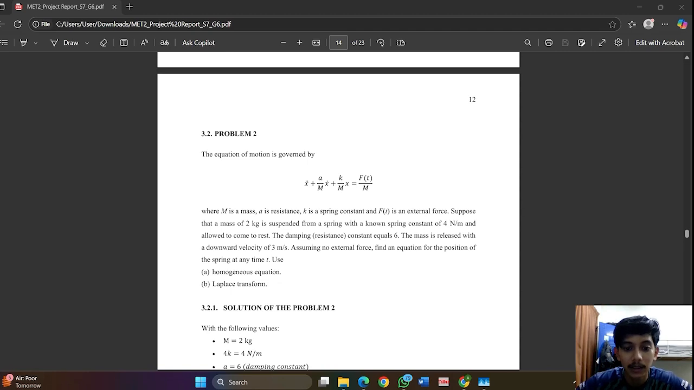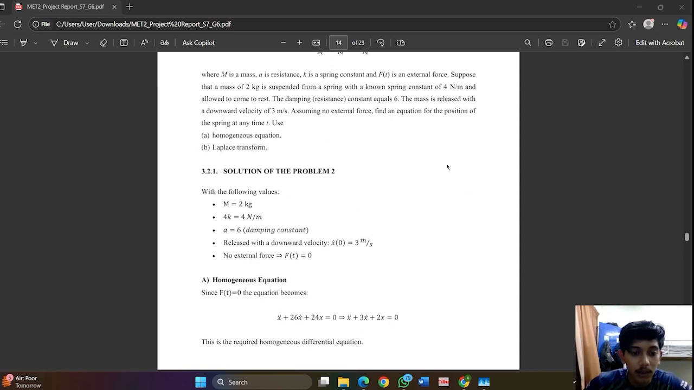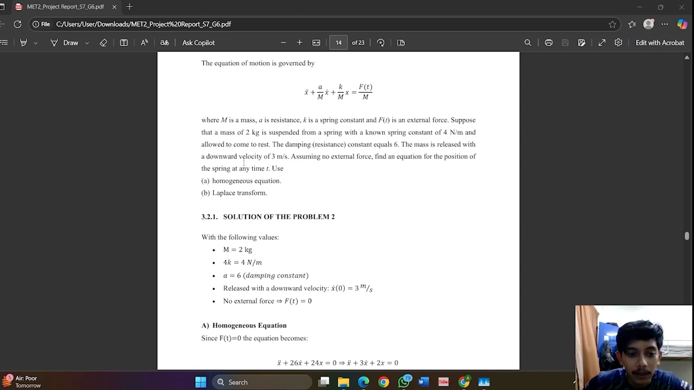The damping resistance constant equals 6. The mass is released with a downward velocity of 3 meters per second. Assume no external force, find an equation for the position of the spring at any time. Use a homogeneous equation and Laplace transform. So these are the values that we get from this paragraph.